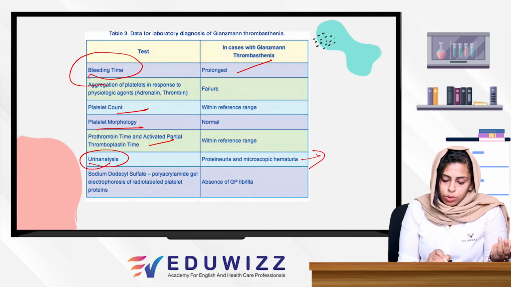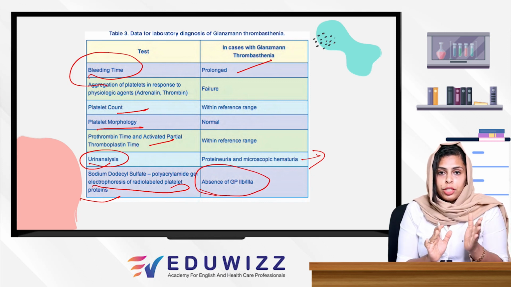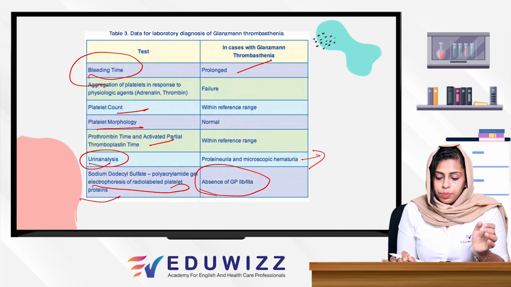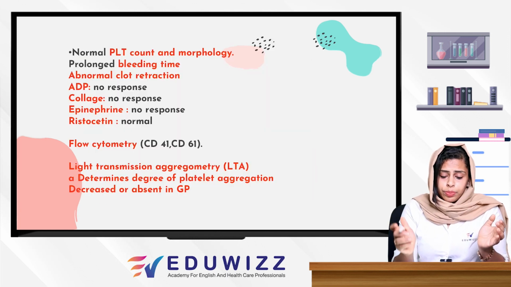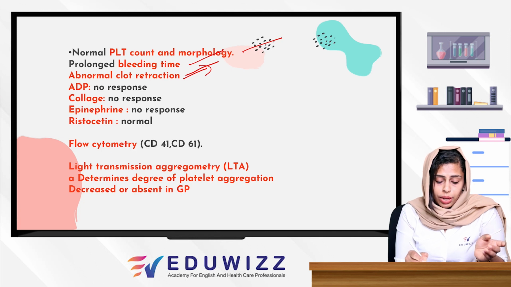Then next, when we are doing the electrophoresis of the protein, you can see the absence of the GP2B and 3A proteins. So the platelet count and morphology should be normal, and you can see a prolonged bleeding time and abnormal clot retraction.